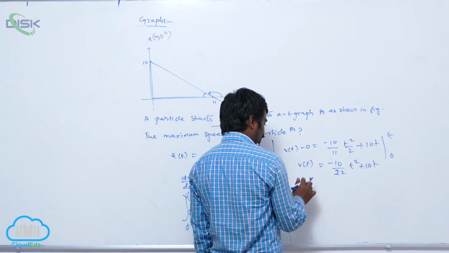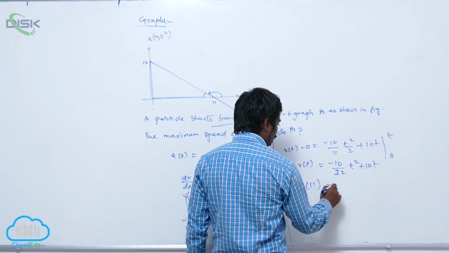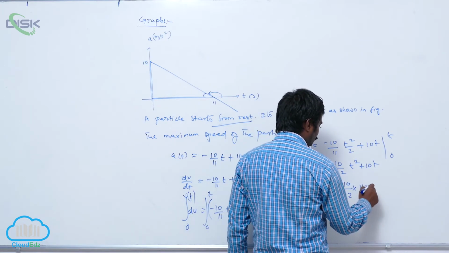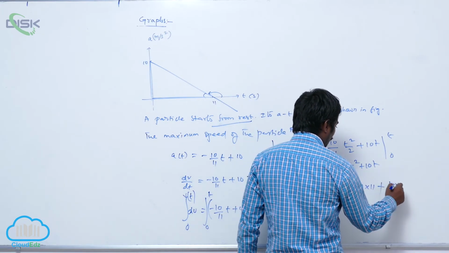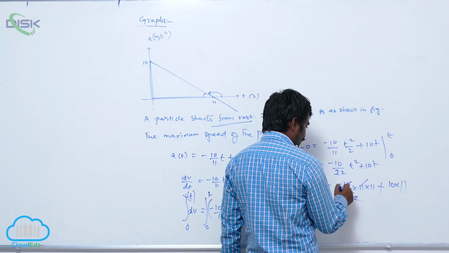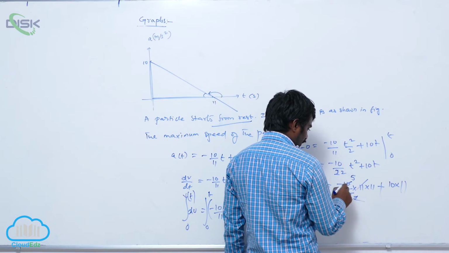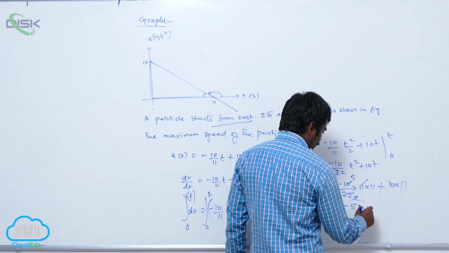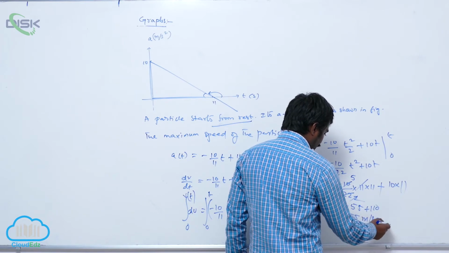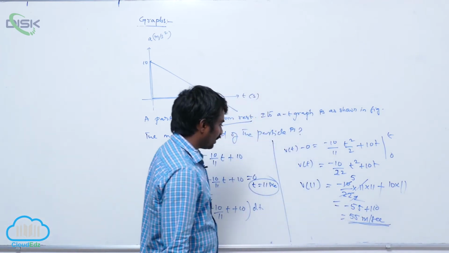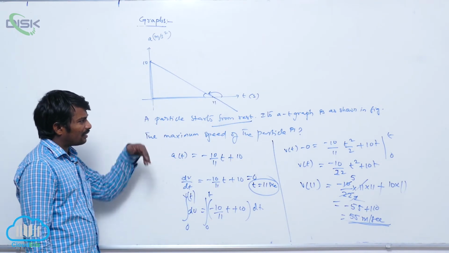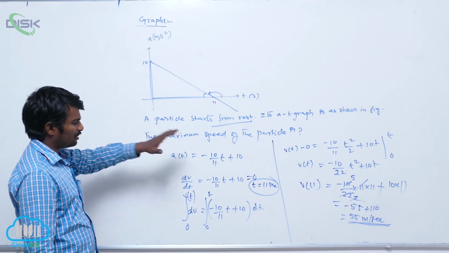So that maximum velocity let us calculate from here. V at 11 seconds is equal to minus 10 by 22 into 11 into 11 plus 10 into 11. What are you going to get? 11 ones are 11, 11 twos are 22, so this is 5. So minus 55 plus 110, that is equal to 55 meter per second, the maximum velocity gained in this journey. And this you can understand from the graph also. This is the mathematical approach.